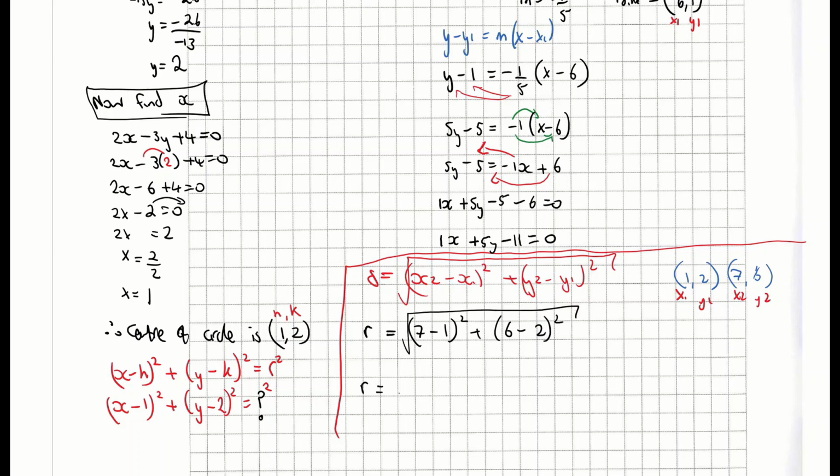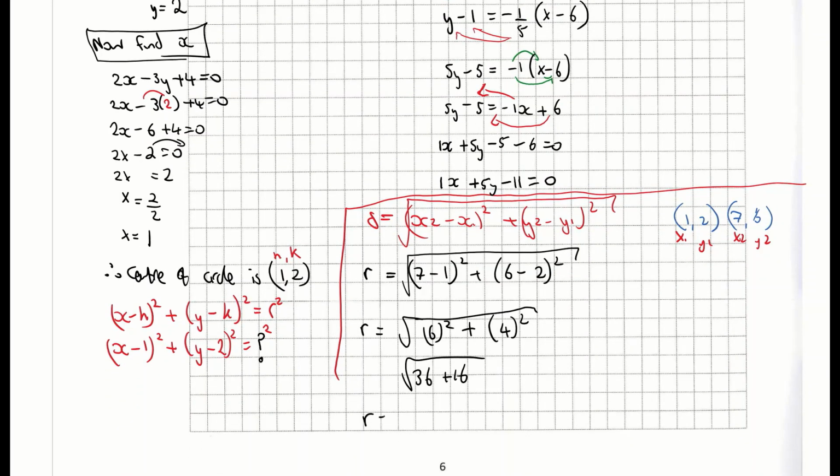That means r is equal to the square root of (7 take away 1, which is 6) squared plus (6 take away 2, which is 4) squared. 6 squared is 36, 4 squared is 16. So r is equal to the square root of 52, which in surd form is 2 root 13, which is the same thing. So I can finally sub that in now for my radius.